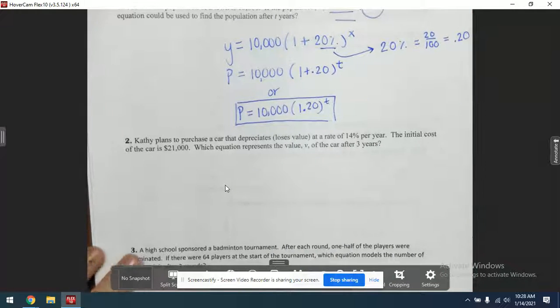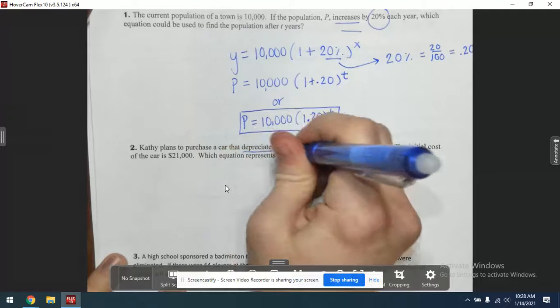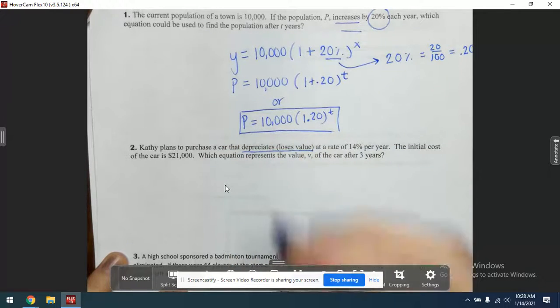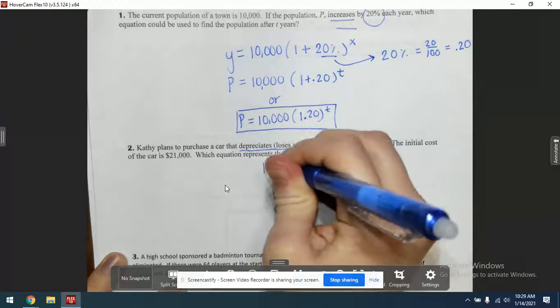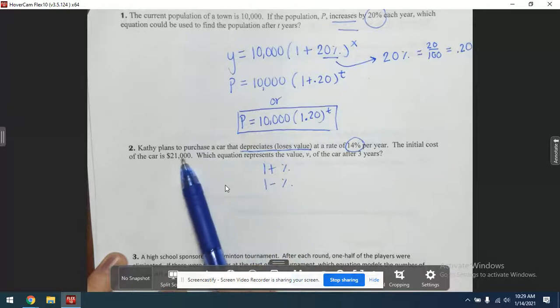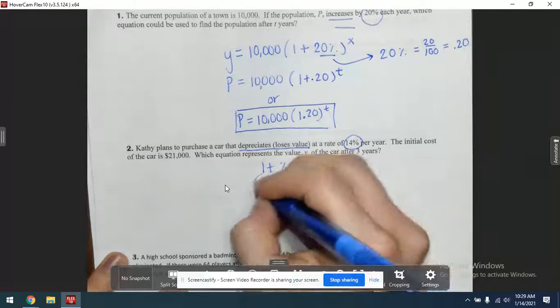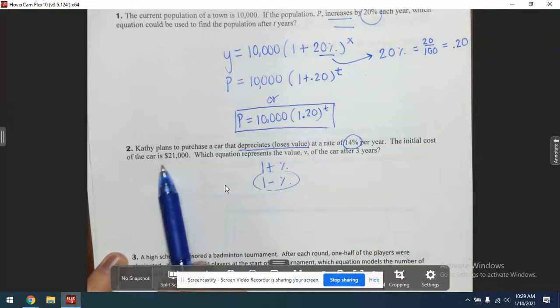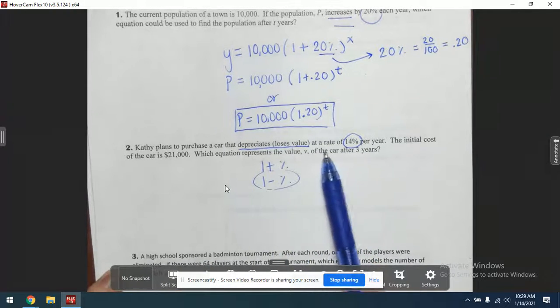All right, let's try this one. Kathy plans to purchase a car that depreciates. Okay, this is a losing value one, and they gave us a percent. So that means I either do 1 plus that percent or 1 minus that percent. And because this is a problem where this keeps getting smaller, I'm going to want to subtract this percent from 1. Okay, because this is a decay problem. So we're going to want to use this. The initial cost of the car is 21 grand, and it loses at a rate of 14% per year. Okay, and what equation represents the value of the car after 3 years?